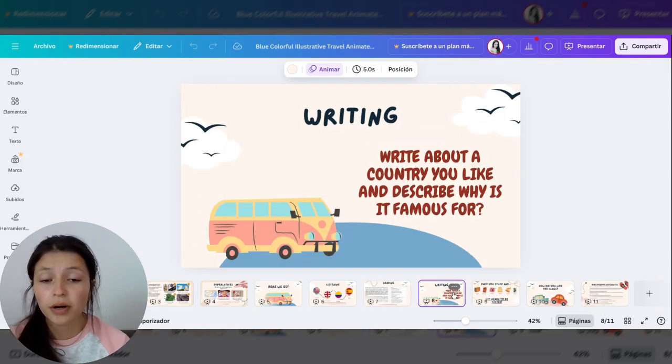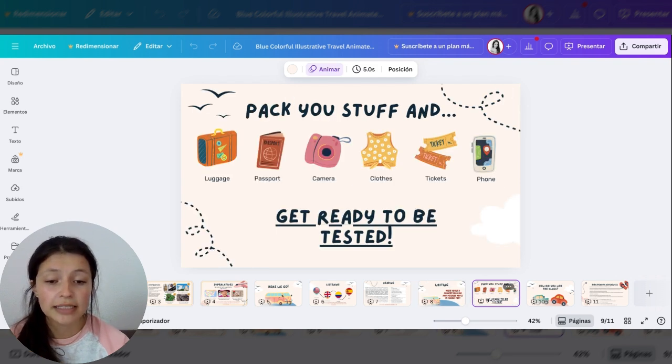So for the writing part, I want them to write about a country or city that they like and describe why it is famous, using comparatives and superlatives. For example, New York is famous because it is the city that never sleeps. For example, so the last thing is the get ready to be test.